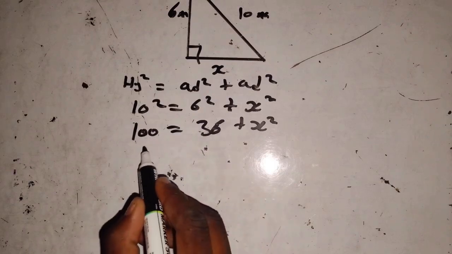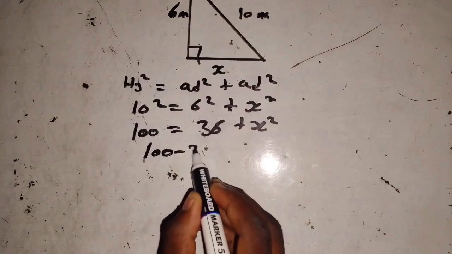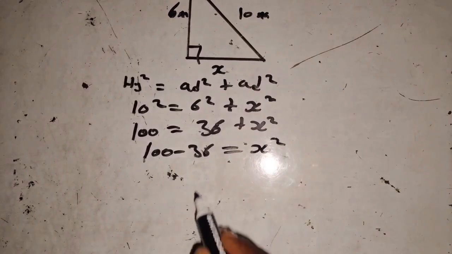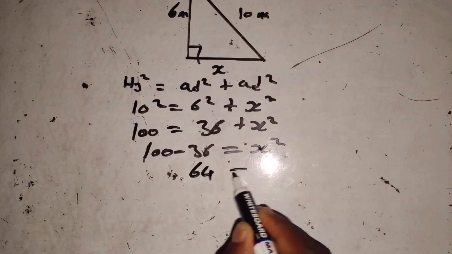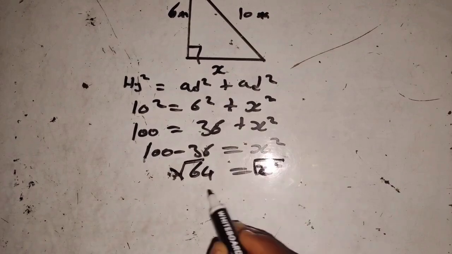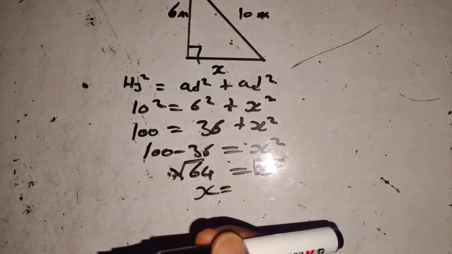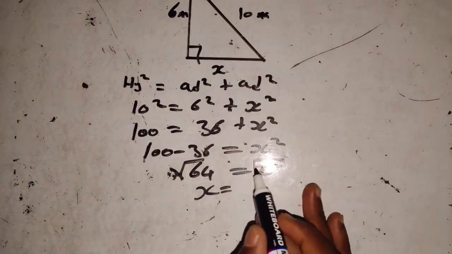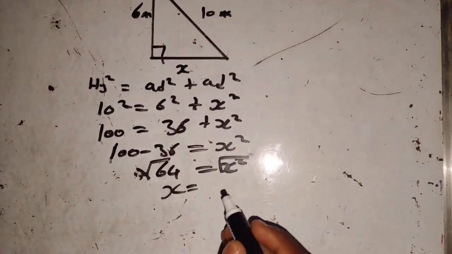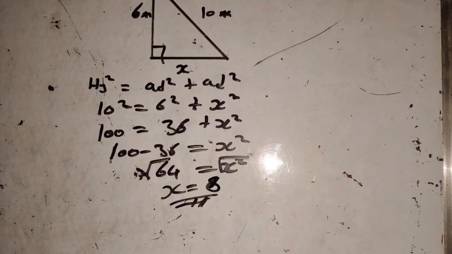So here we're going to have 100 minus 36, which would be equals to x squared. 100 minus 36 is 64, so 64 is equal to x squared. Here you find the square root. So x is the square root of 64. That means a number which can be multiplied by itself to give us 64, and this is 8. So this was the value for x.